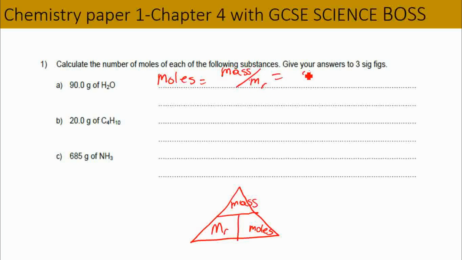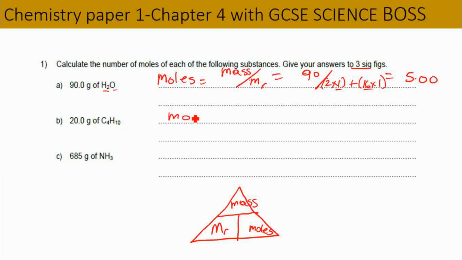So it's going to be 90 divided by, we're going to work that out, 2 times 1, I'm getting the 1 from the periodic table, plus 16 times 1. I'm getting that 16 from the periodic table, and if you've done that correctly, that should give me 5.00. It's set to 3 significant figures.